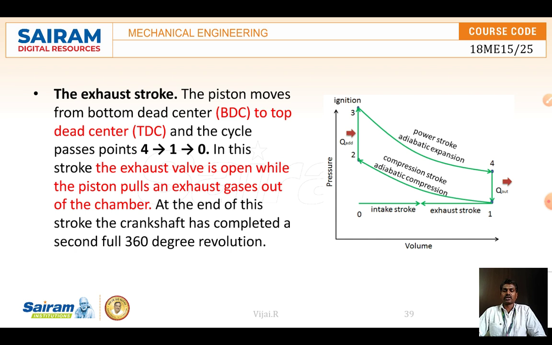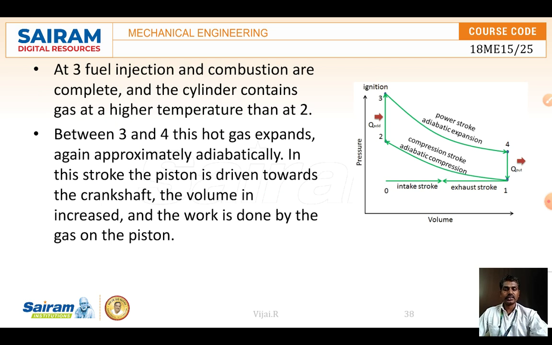The exhaust stroke is from BDC to TDC. The piston moves from BDC to TDC. At that time the exhaust valve is open, and the piston moves all the burnt gases outside of the chamber. There we can see one total cycle is completed. In two revolutions, the entire cycle is completed. So 4 strokes happen in 2 revolutions. This is how the diesel engine operates.